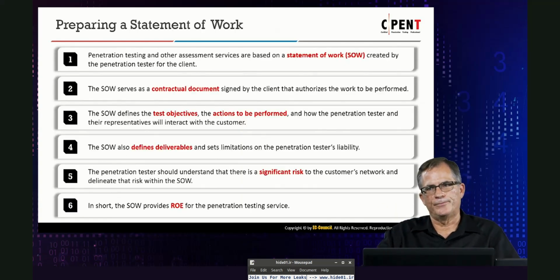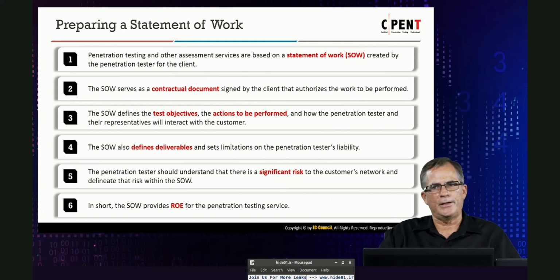So we create a statement of work that gives us our step-by-step process of the services that we are going to do. It's our contractual document that tells exactly what our objectives are, what the actions we're going to perform are, and then, like it's number 4 there, the deliverables. And what are the limitations on the liability? Everybody understands there's significant risk to the customer's network. Delineate that risk within the scope of work. No denial of service is the most common thing we're going to remove and not allow any of that.